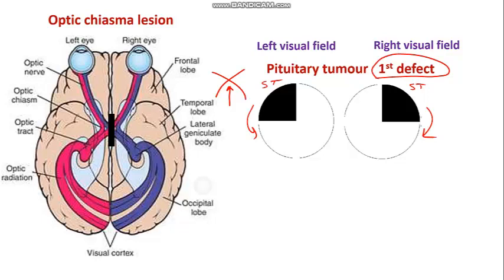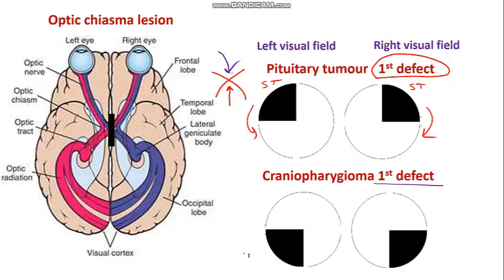And there is another tumor which is coming from above, mostly seen in children. From Rathke's pouch it comes, that is craniopharyngioma. So if the first defect in craniopharyngioma is asked, the answer will be superior fibers will be involved, so inferior defect of the visual field will be there. Both sides inferotemporal defect is the first defect of craniopharyngioma. Of course, ultimately it will become bitemporal. So these are some extra points over here.